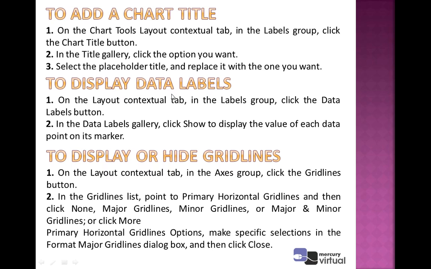Then how to display data labels? As I showed you, go to the layout contextual tab, go to the labels group, click the data labels button. Then in the data labels gallery, click show to display the value of each data point on its marker. Then how to display or hide the grid lines? Simply go to the layout contextual tab. In the axes group, click the grid lines button. In the grid lines button, you can apply primary grid lines, horizontal grid lines, major grid lines, minor grid lines, and so on.